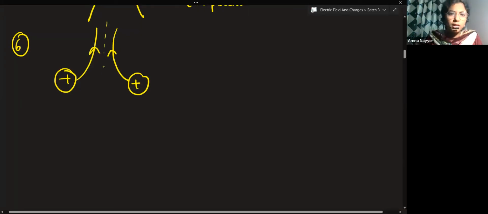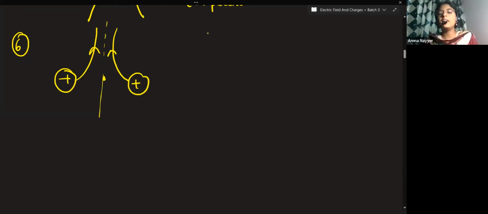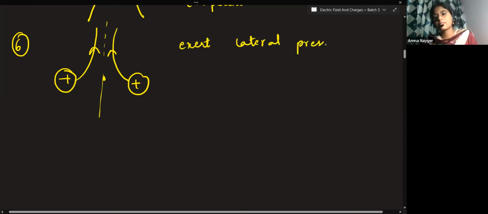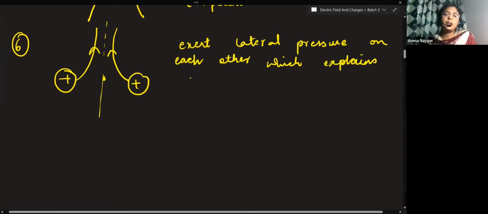So at a point, there will be a point where no electric field line passes. So we say that electric field lines exert lateral pressure on each other, which shows that they repel each other. Electric field lines exert lateral pressure on each other, which explains repulsion of like charges.